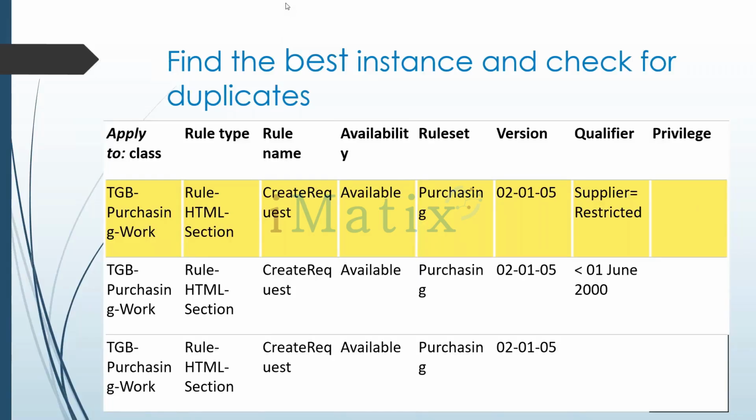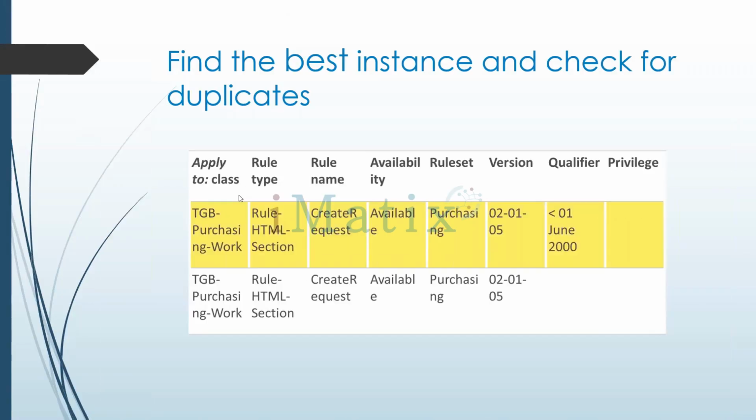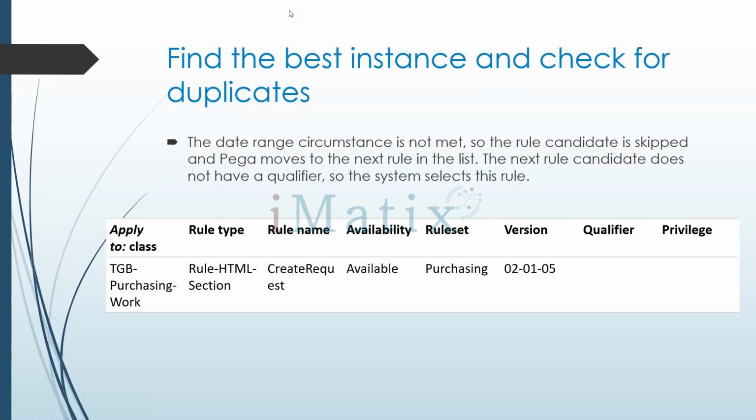If supplier is not restricted, then it is discarded and the system checks for the next available option. Here there's one more qualifier, which is date less than 1st June. If that is the case, the highlighted one is picked. If not, that is also discarded. If none of the others match my criteria, the system is going to consider the base rule. This is going to be my best instance now.